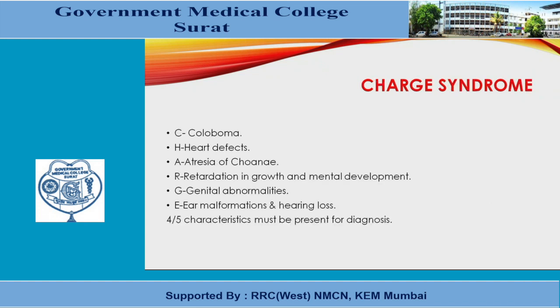There is an association of coloboma of the eye, heart defects, congenital heart disease. A is for atresia or choanal atresia. R is for retardation in growth and mental development. G is for genital abnormality. E is for ear malformation and hearing loss.